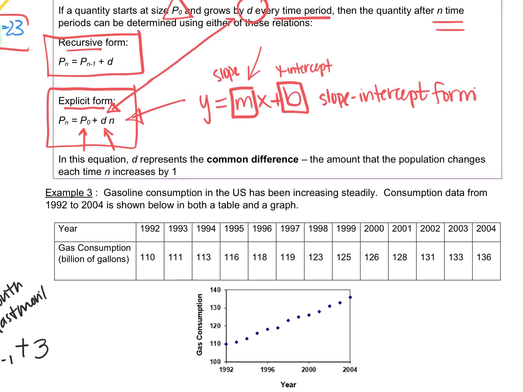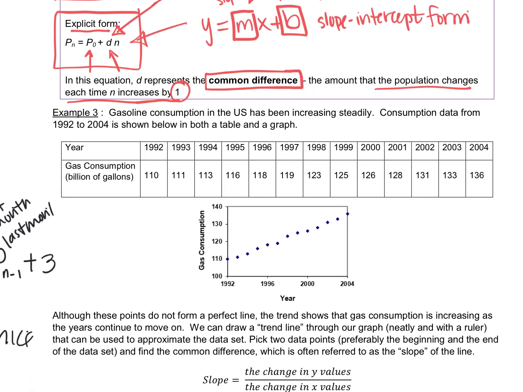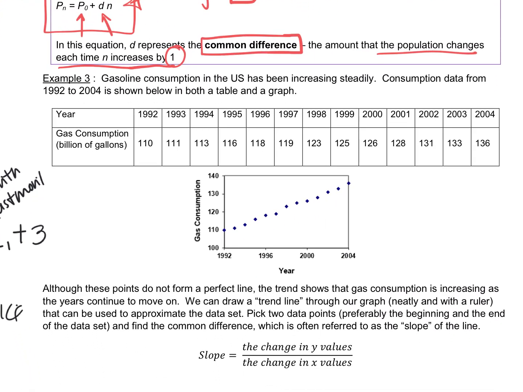It does call it a common difference here, which again, that's the amount the population is changing each time n is increasing by 1. So that we went month 1, month 2, month 3, that sort of thing. So we're going to use that, or at least try and create a formula like that based off of some given data here.